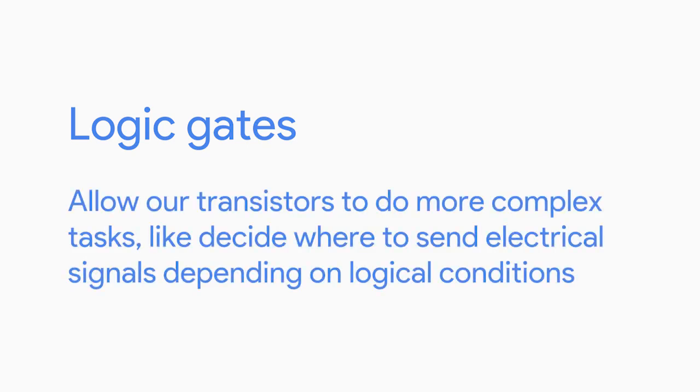Logic gates allow our transistors to do more complex tasks like decide where to send electrical signals depending on logical conditions. There are lots of different types of logic gates, but we won't discuss them in detail here. If you're curious about the role that transistors and logic gates play in modern circuitry, you can read more about it in the supplementary reading.